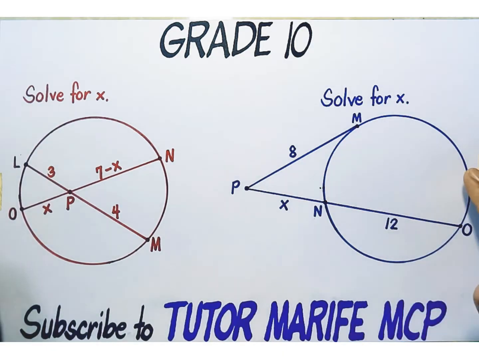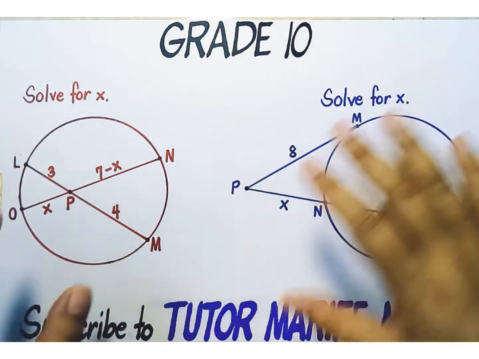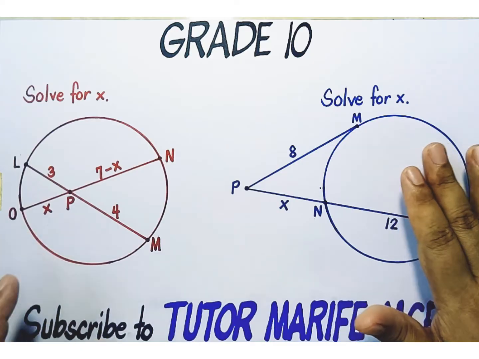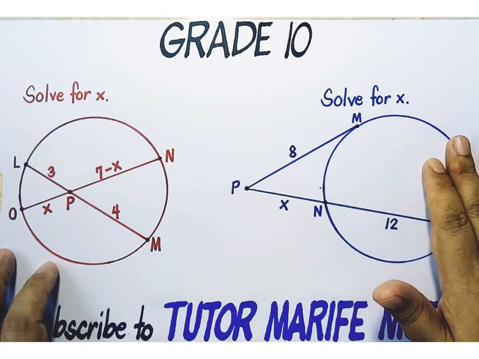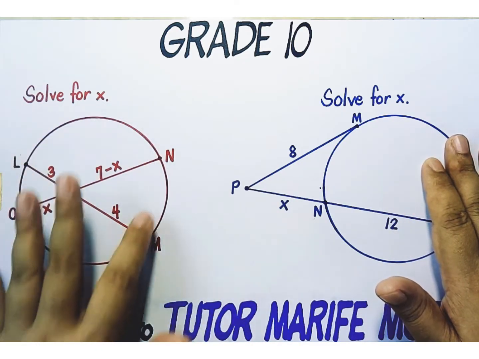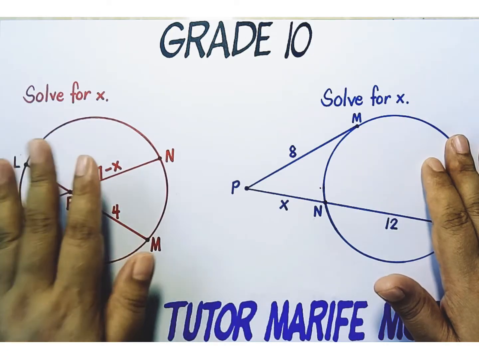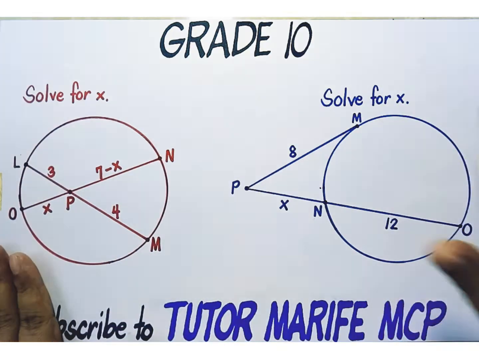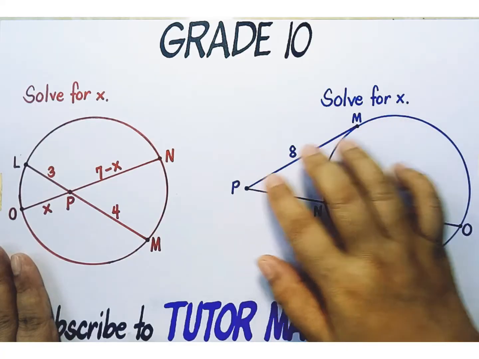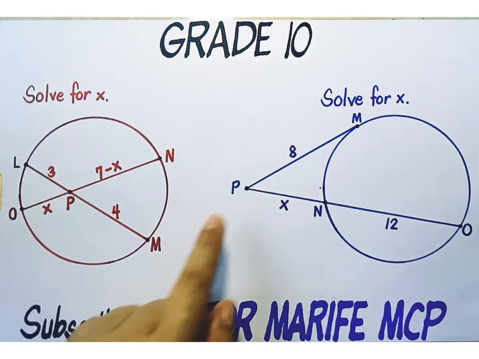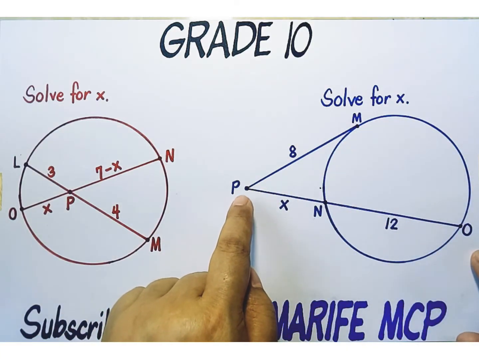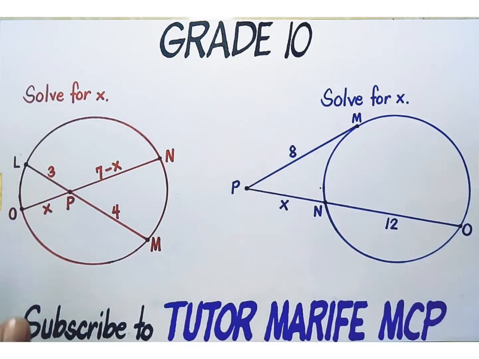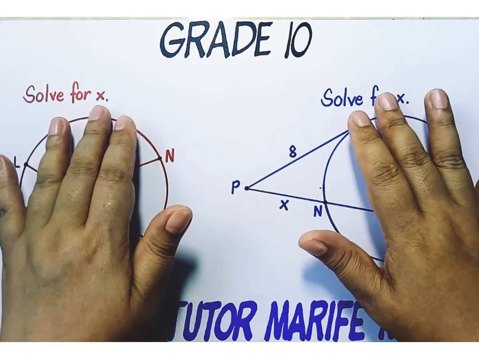In this video, I'll be explaining how to work these two problems out using the circle power theorems. In the first figure, we have two intersecting chords inside the circle, while in the second, we have a tangent segment and the secant segment joining at a point outside the circle. In both figures, we need to solve for x.